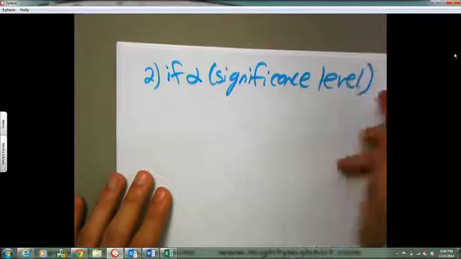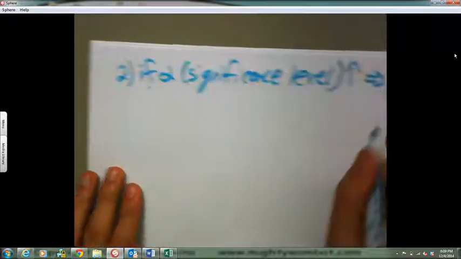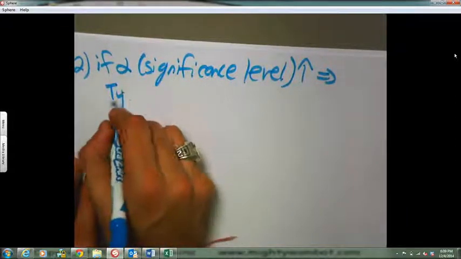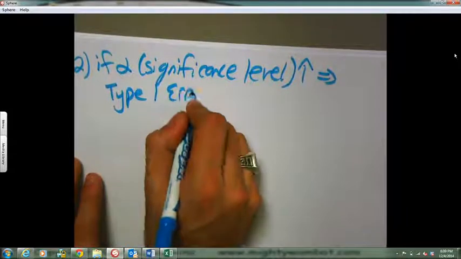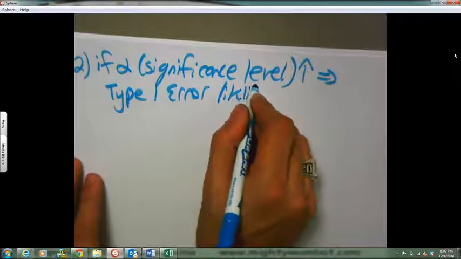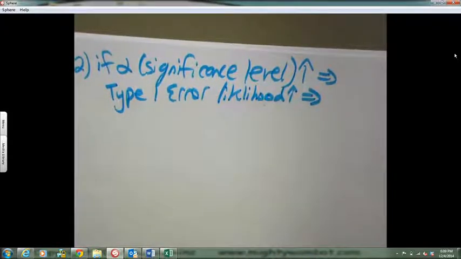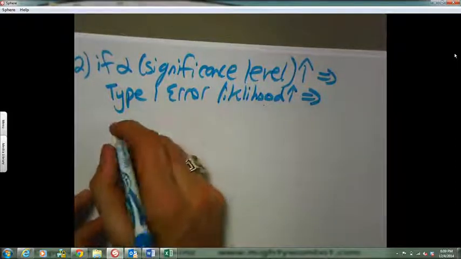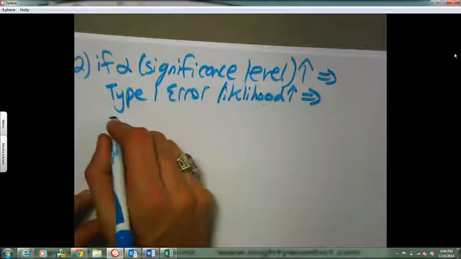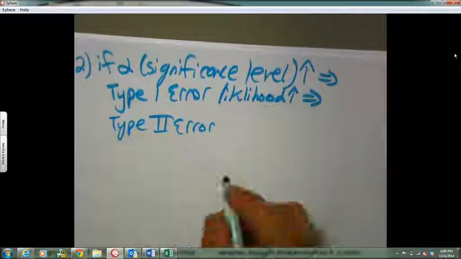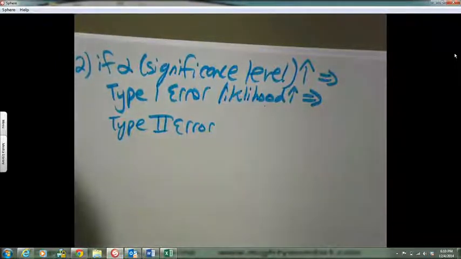increases. Why? Because if the significance level increases, then the type 1 error likelihood increases, meaning what? Meaning that the type 2 error, because you can't have both, you either have type 1 or you have type 2, decreases.